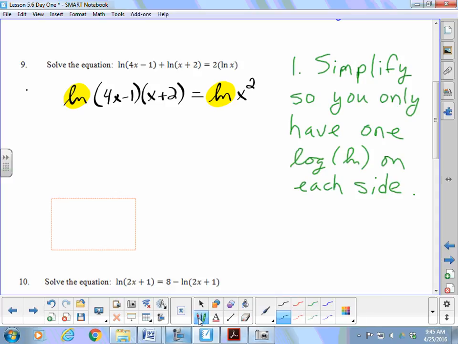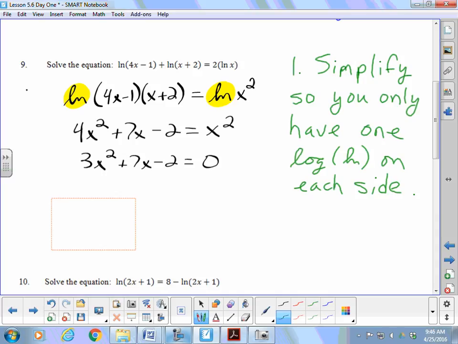So we need to FOIL this. 4x squared plus 8x minus x minus 2 equals x squared. So then all I have to do is solve that quadratic equation, right, which we've solved many of them. So we subtract x squared, so we get 3x squared plus 7x minus 2 equals 0. And thankfully this is a quadratic equation or a quadratic function that cannot be factored, right? So what do we need to do?